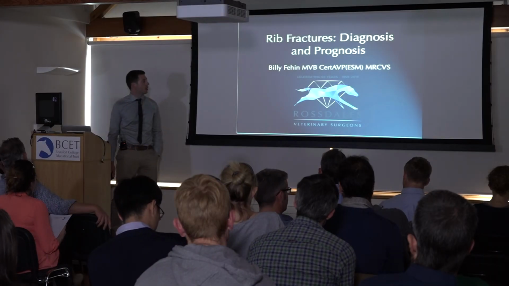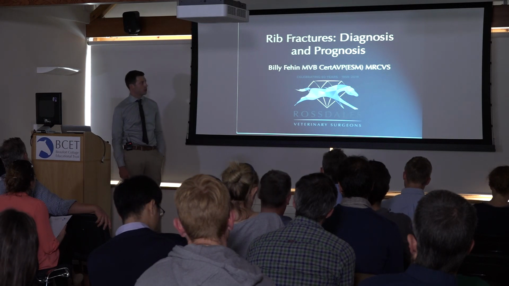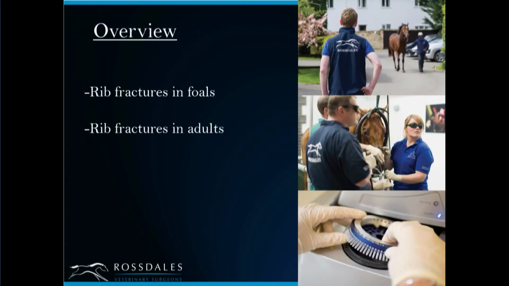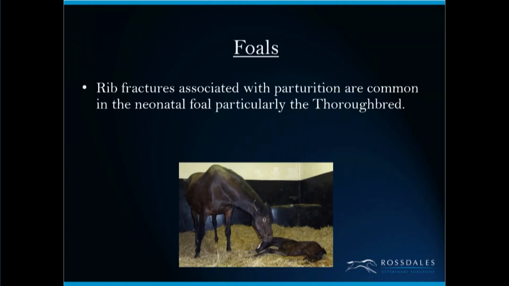So I'm going to be speaking on rib fractures, and we're just going to go through the diagnosis and prognosis. This lecture is split into two main populations. Firstly, we'll be looking at rib fractures in foals, followed by rib fractures in adults. In foals, rib fractures are associated with parturition and are common in the neonatal foal, particularly in the thoroughbred.